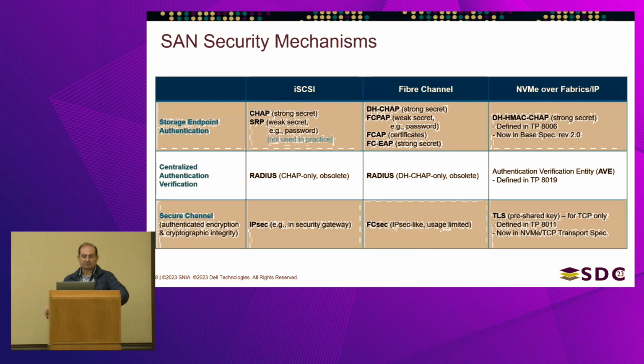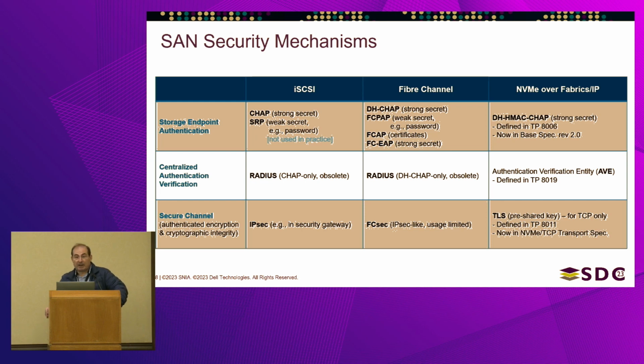And in fact, if we look at the three main storage area network protocols, iSCSI, Fibre Channel, or NVMe-oF fabrics, we can see that they all address this threat with storage endpoint authentication. iSCSI defined CHAP and SRP, Fibre Channel DH-CHAP, and NVMe fabrics DH-HMAC-CHAP. We can see that the common thing is the CHAP mechanism, the Challenge-Handshake Authentication Protocol, that has been prepared for all these protocols.